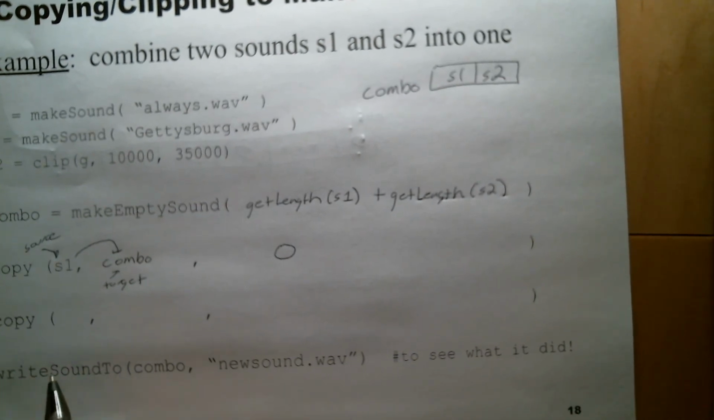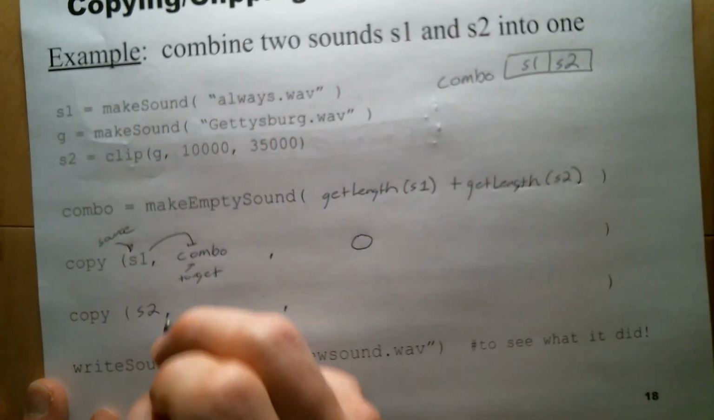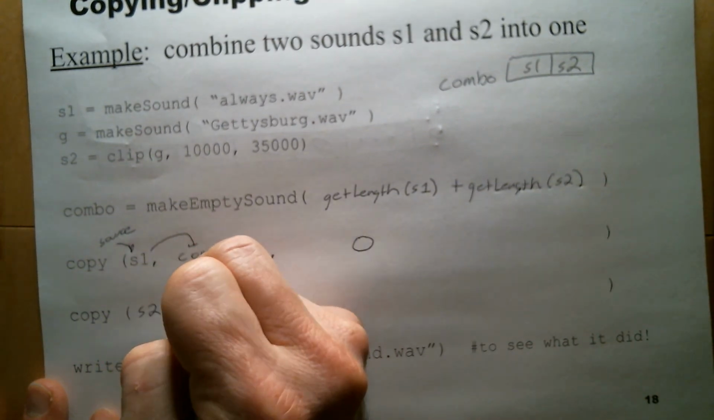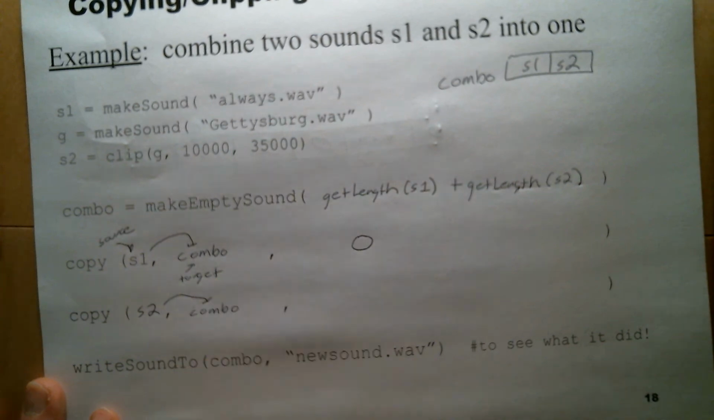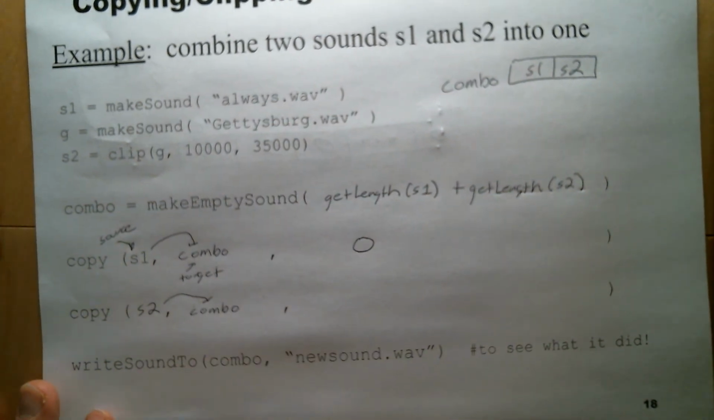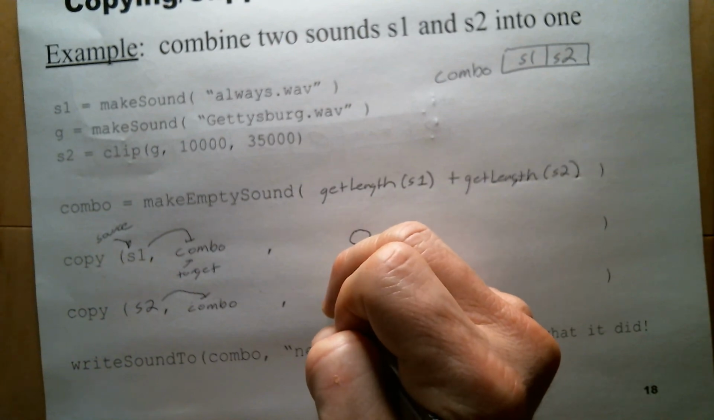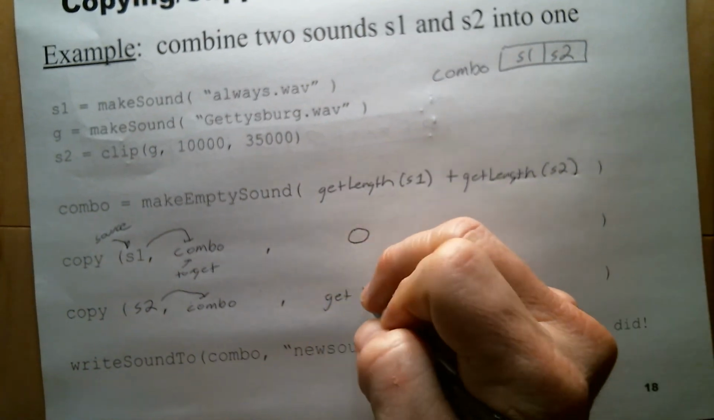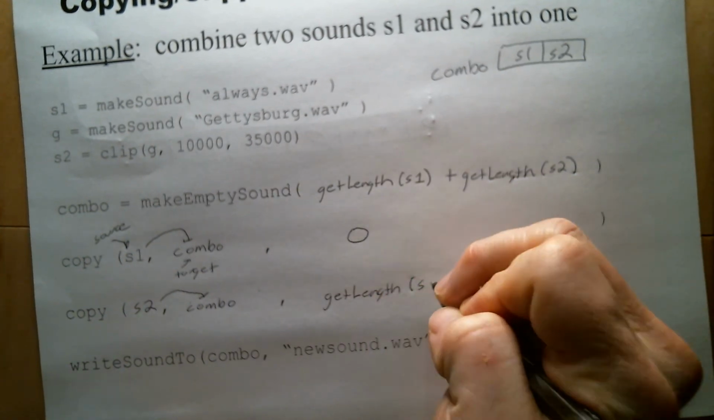Now, where do we want to start the next one? All right, well, we're going to copy in S2. We're going to, again, copy it into the combo sound. Now, as far as where we're going to put it, we're going to put it at get length of S1.